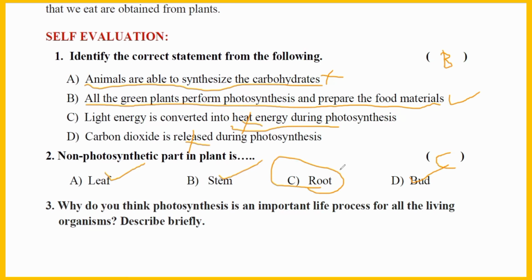Why? Because it is underground. It does not receive light and also does not have a green colored pigment. Roots are white in color, because of the absence of chlorophyll. So leaf can prepare, stem can prepare, bud can prepare, but root cannot. Hence, root is the correct answer. The answer is C.